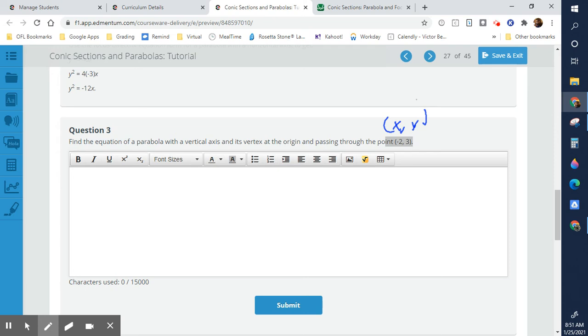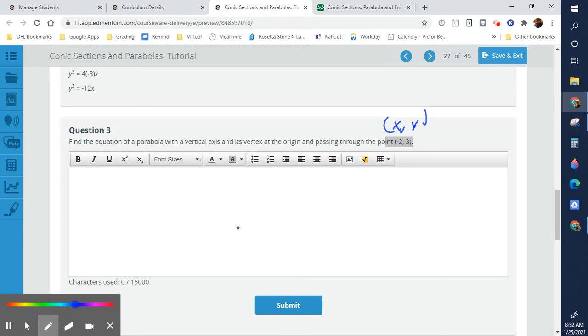One important thing to note as well here is it tells us to find a parabola with a vertical axis. So this is a vertical parabola. I've been calling them vertical parabolas, but technically it's not a vertical parabola. It just has a vertical axis. But if the axis is vertical, you might as well just say the parabola is vertical. That's my opinion on the matter.